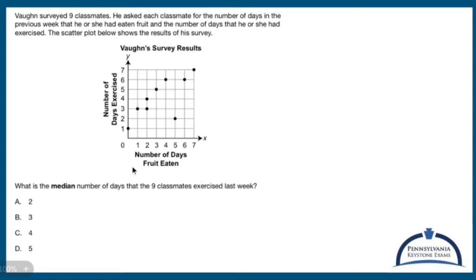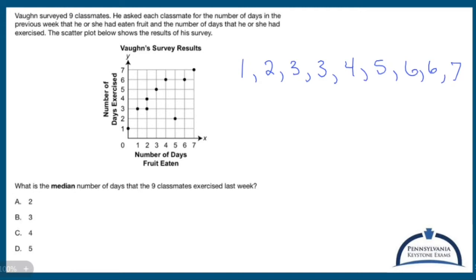Okay, so let's look at the exercised. And you had one person who exercised 1 day. You had one person who exercised 2 days. You had 2 who exercised 3. So let's write out 3. You had 1 who exercised 4. You had 1 who exercised 5. You had 2 who exercised 6, so 6 and 6. And then you had 1 who exercised 7 days.